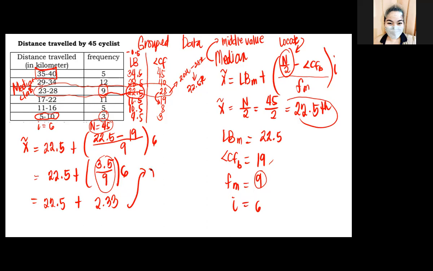So, magiging median po natin ay 24.83. Okay? So, yung median natin ay 24.83. Malinaw na po itong way on how to get the median. Ito po ay getting the median of group data. Median, middle score, middle value, okay, ng ating group.